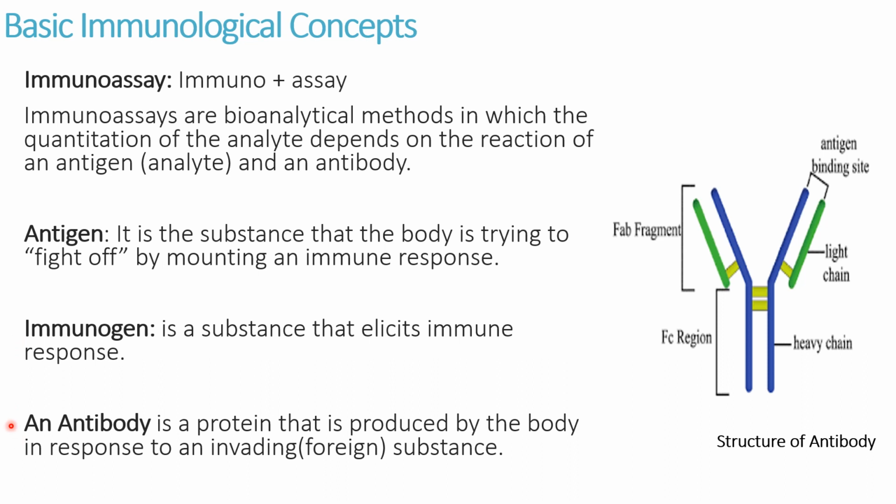They are glycoproteins. They are also known as immunoglobulins, which are produced in response to a foreign or invading substance in the body. This is the structure of antibody. Now, this antibody has two parts, two fragments. One is FAB fragment, that is antigen binding fragment, and another fragment is FC region, that is crystallizable fragment. At FAB fragment, antigen binds to this side. That's why they are known as antigen binding fragment. Whereas FC region is the constant region.